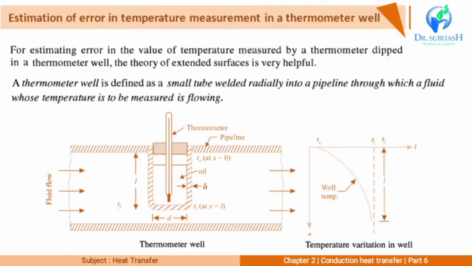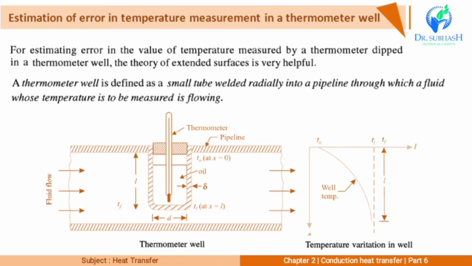Let's start our new topic, estimation of error in temperature measurement in a thermometer well. For estimating error in the value of temperature measured by the thermometer dip in a thermometer well, the theory of extended surfaces is very useful. A thermometer well is defined as a small tube welded radially into the pipeline through which a fluid whose temperature is to be measured is flowing.